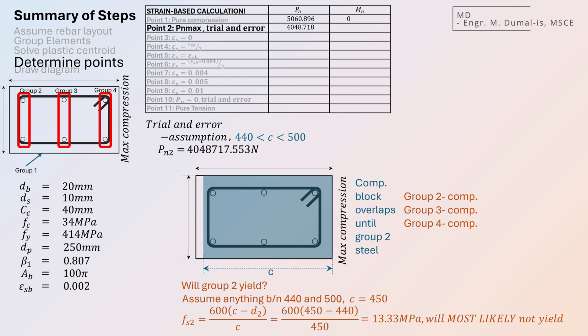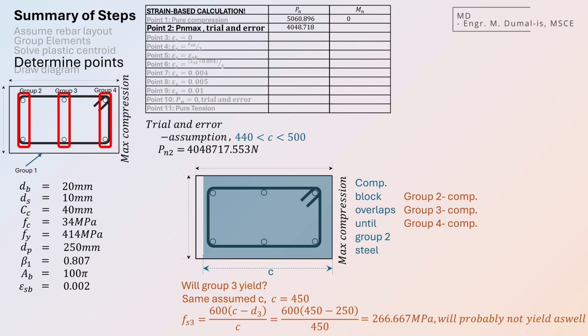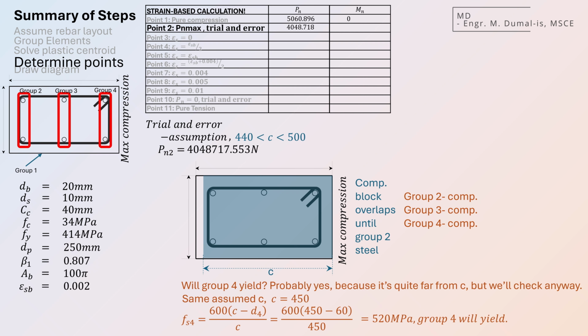Note that the stress for a compression bar is equal to 600 times (c minus d) divided by c. Using the fs formula, the resulting stress is 13.33 megapascals, much lower than fy, so group 2 does not yield. We apply the same process to group 3. With c at 450, the stress is 266.667, still less than fy, so group 3 also does not yield. Now, for group 4, the stress here exceeds fy, which means this group will yield.